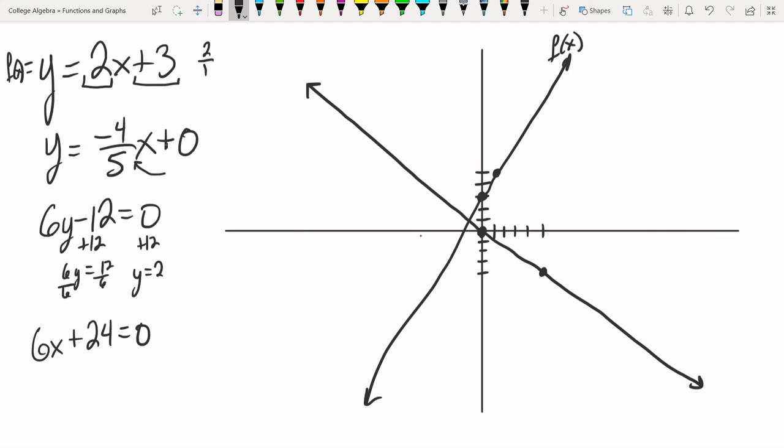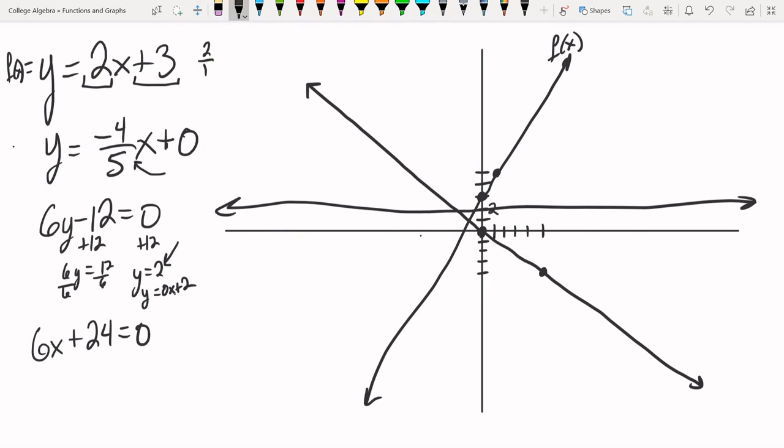This, because no slope is written, we can actually write this as 0x plus 2. That means that there is no slope. It's a flat line. And the way we draw this is we look at what is the y value. It's 2, which is right here. And we just draw a flat line going through that point.